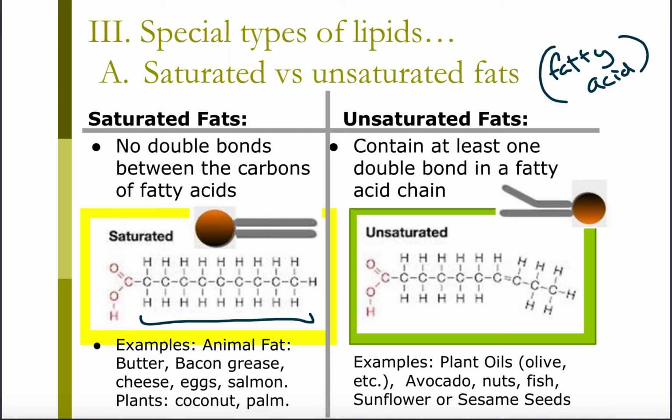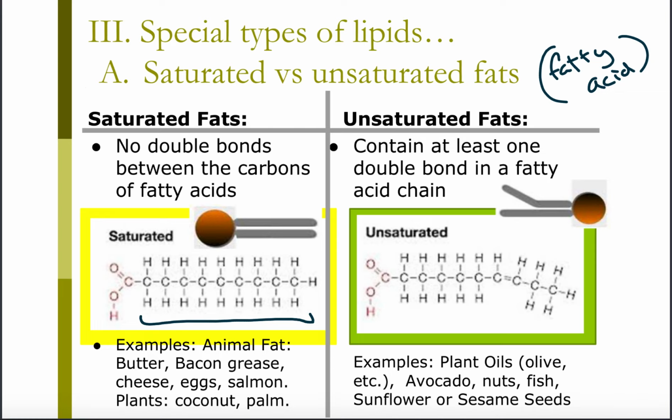So animal fat, bacon grease, butter, all the really delicious bad for you fats, those are saturated fats, and because they don't have extra bonds inside of the fatty acid tail, they end up packing densely, and they end up sticking and clumping together more easily inside your body.